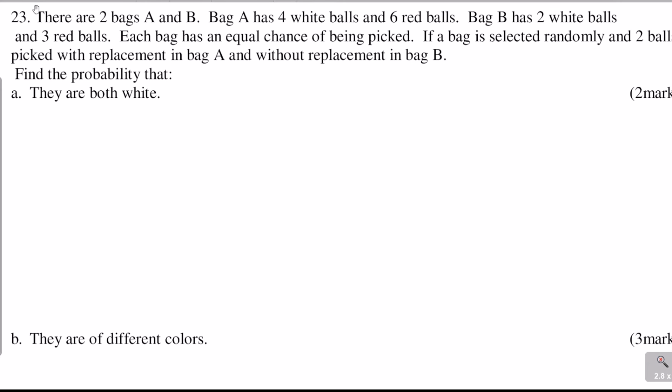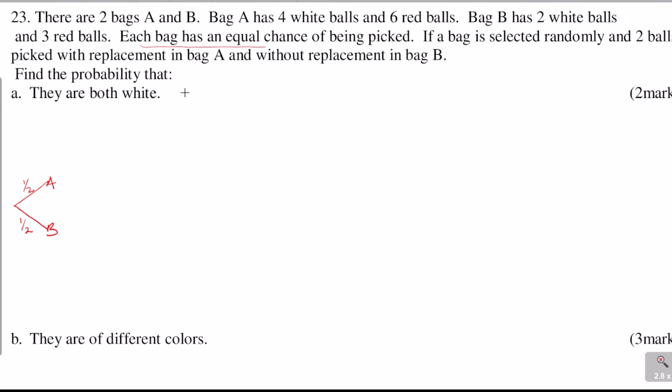So 2 balls are picked. So we have 2 bags, and each bag has an equal chance of being picked. So that means when you draw the tree diagram, I will draw it like this, whereby this will be bag A and this will be bag B. Because they have equal chance of being picked, the probabilities will be represented by half-half. So that's the first thing.